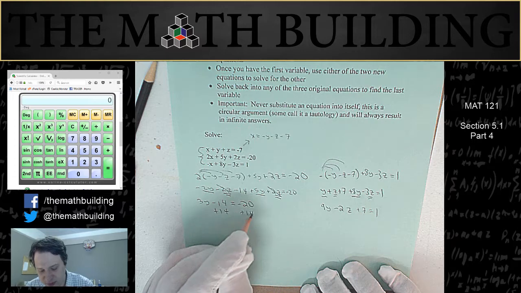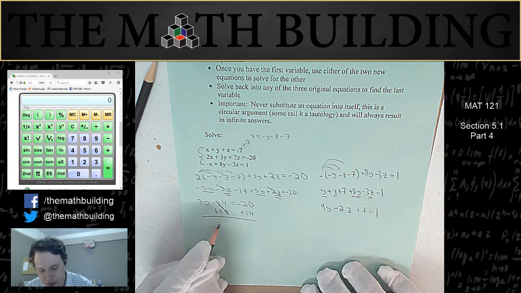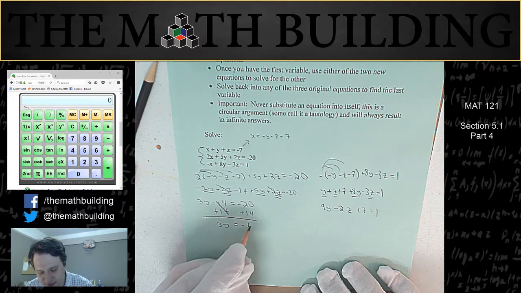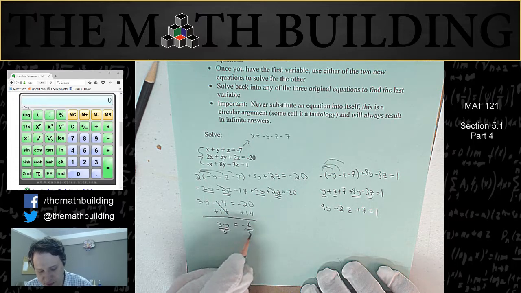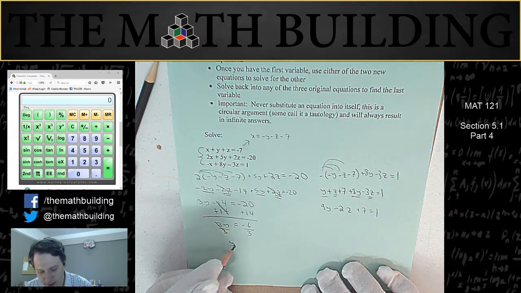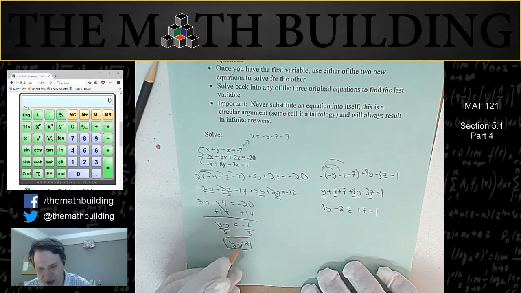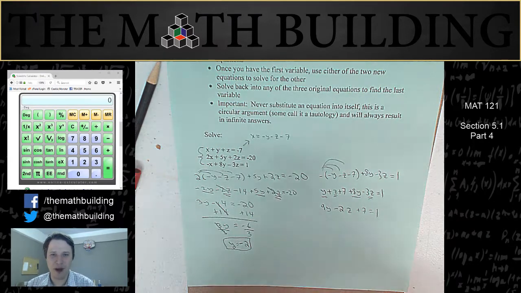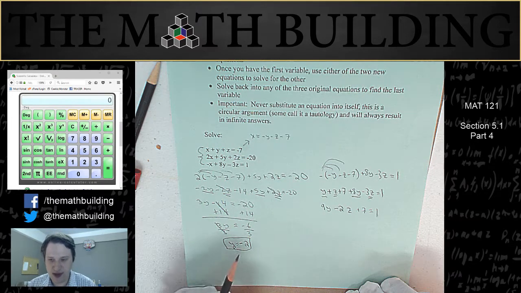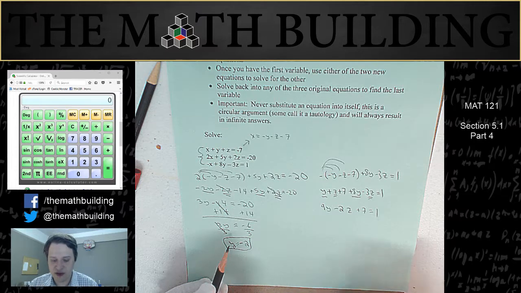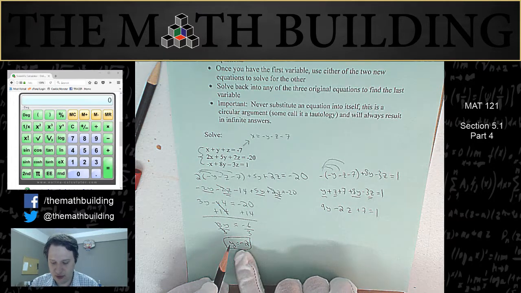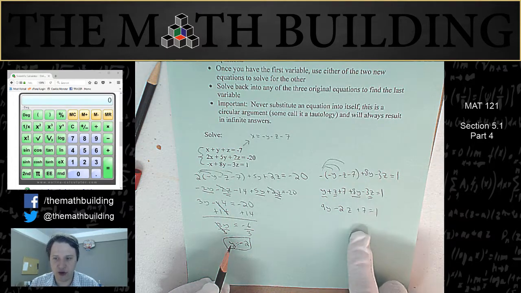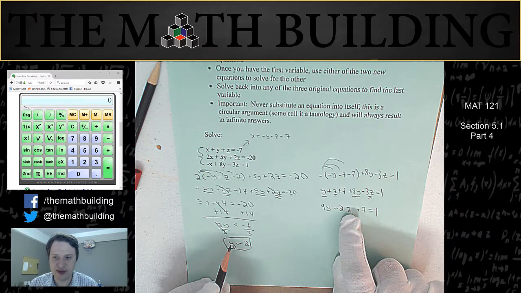Plus 14, plus 14. 3y equals negative 6. Divide by 3, divide by 3. y equals negative 2. Now when you're doing these, once you have the first number, the problem just kind of falls apart and you can find the others fairly easily. So we have y equals negative 2. So now what I can do is take negative 2 and plug it into this other equation I was working on to find z.